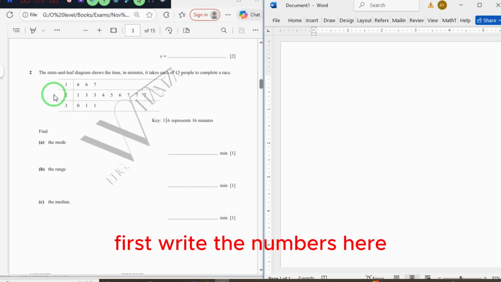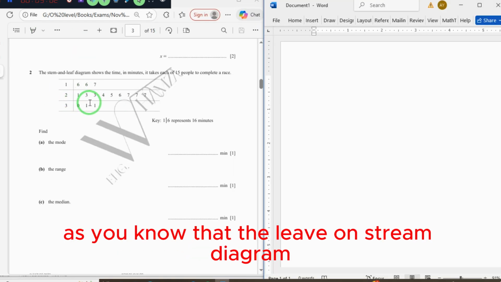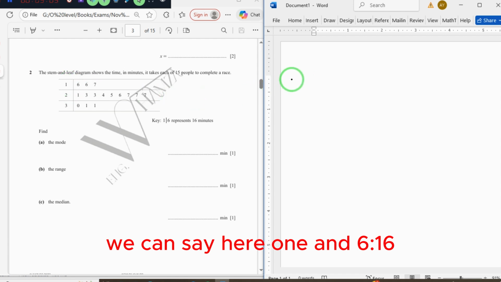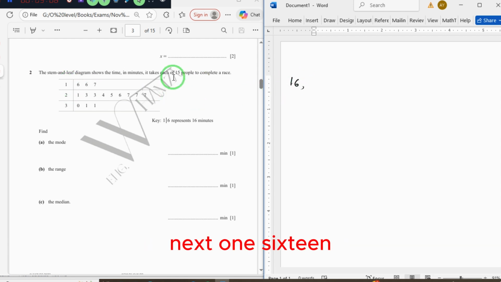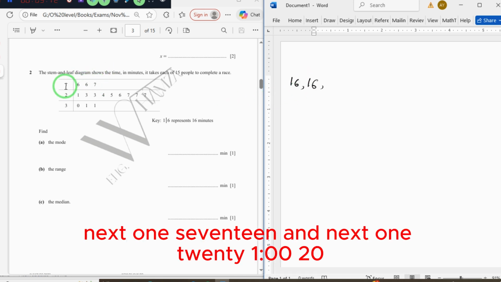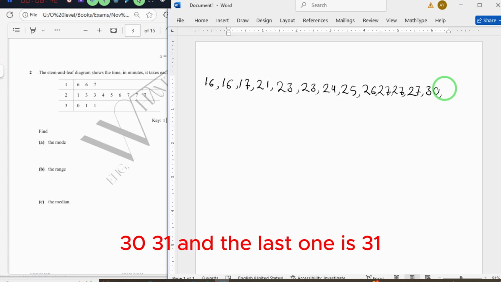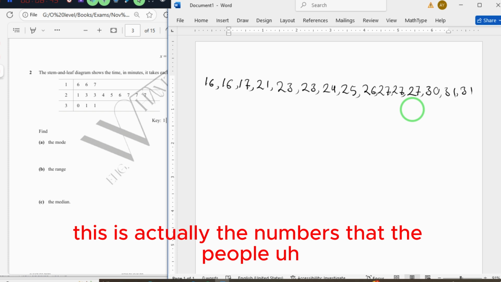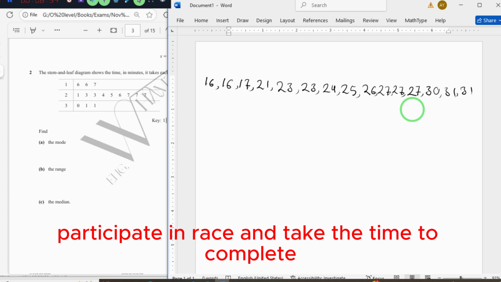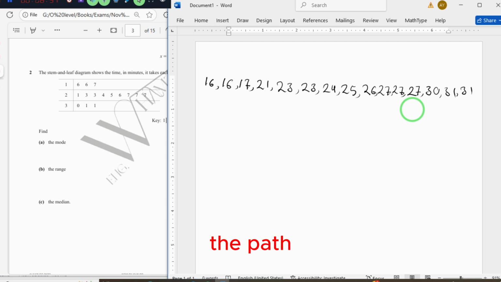First, we write the numbers here. From the stem and leaf diagram: 16, 16, 17, 21, 23, 23, 24, 25, 26, 27, 27, 27, 30, 31, 31. These are the times the people took to complete the race.